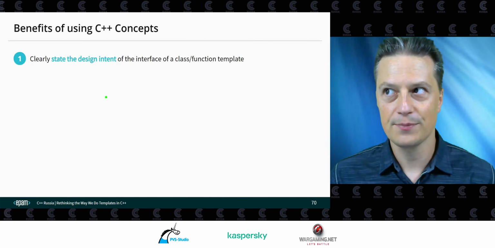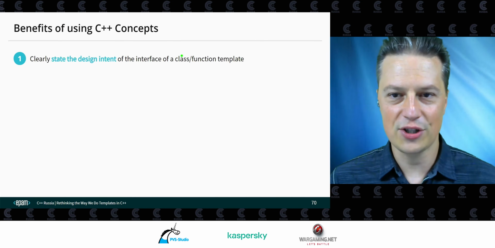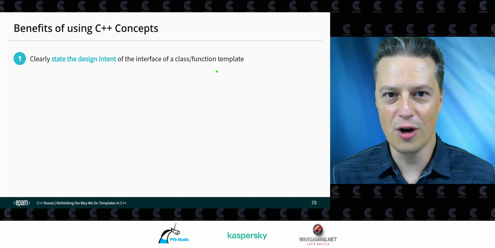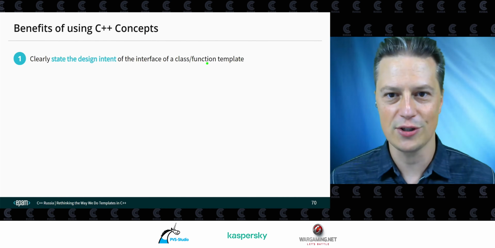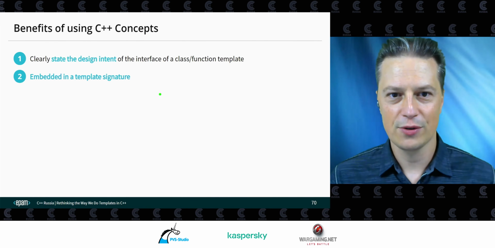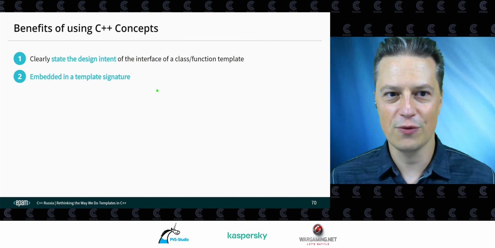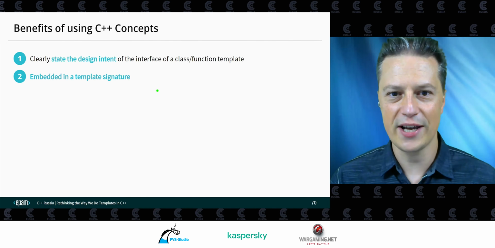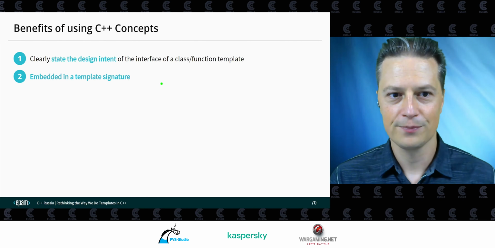So, benefits of using concepts. They clearly state the design intent of the interface of a class or function template, right? You see this in the interface. You open cppreference.com or Doxygen documentation, you see exactly what types are expected by this specific implementation. They are embedded in the template signature. So even if you have a forward declaration or just a definition of the class or function, you know it. You don't have to look inside to find all of those asserts, expects, or static asserts there.